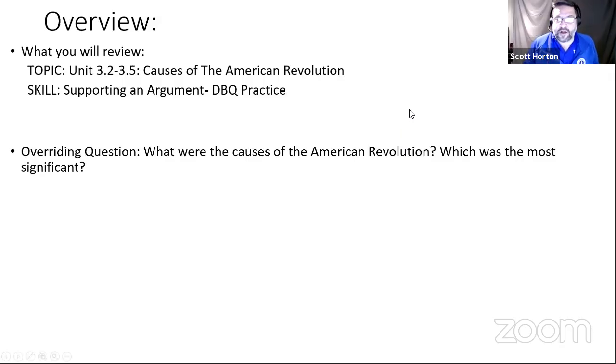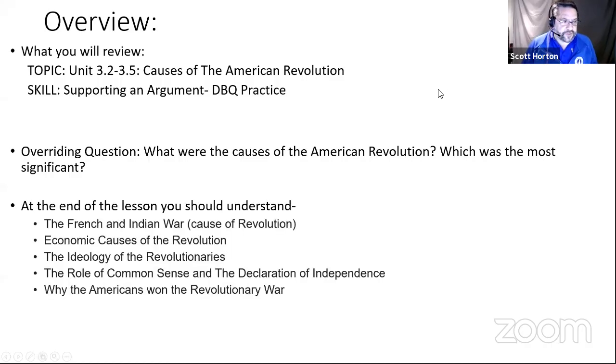Overriding question: what were the causes of the American Revolution? There's lots of answers to that. Which was the most significant? That's where we're going to get into building an actual historical argument about the causes of the revolution.